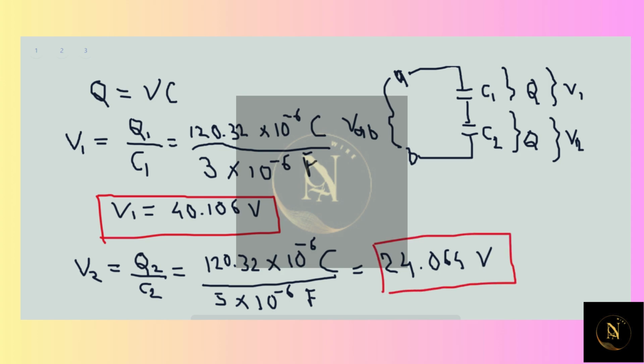So this is the potential difference across capacitor C2. We have successfully calculated the potential difference across the capacitor C1 and across the capacitor C2. In order to verify that we have calculated our potentials correctly, we can add the potentials V1 and V2, which should be equal to the total potential between the points A and B, which is 64. And we indeed find that it is almost equal to 64.